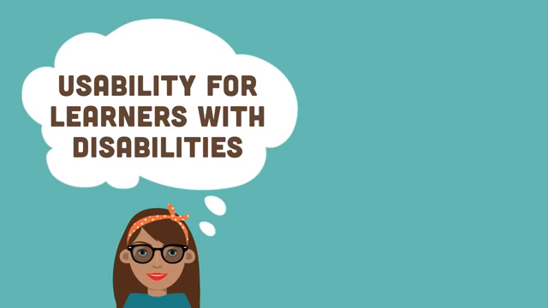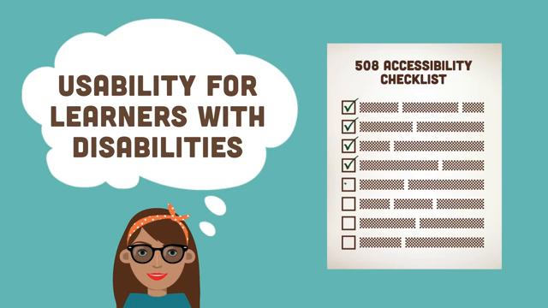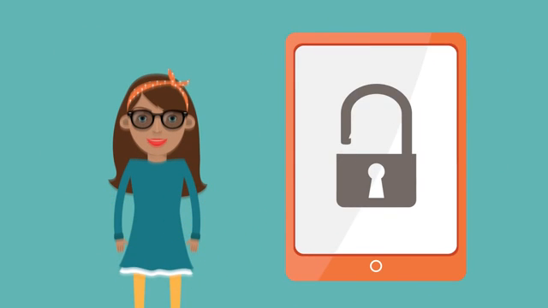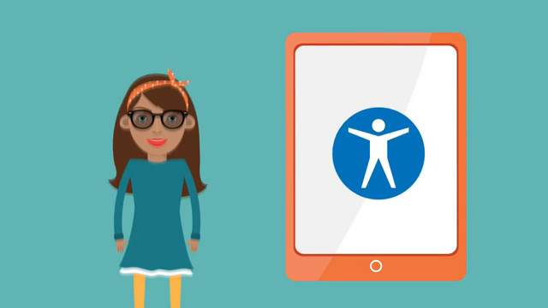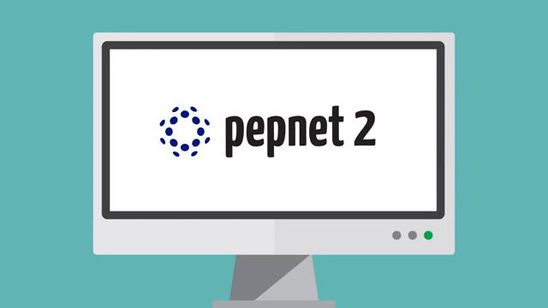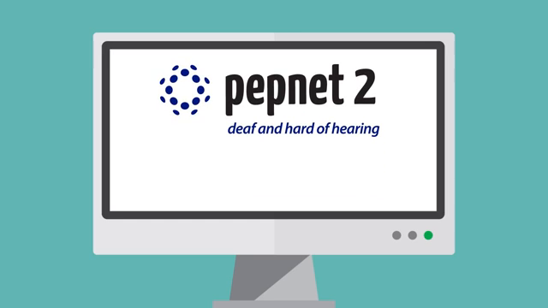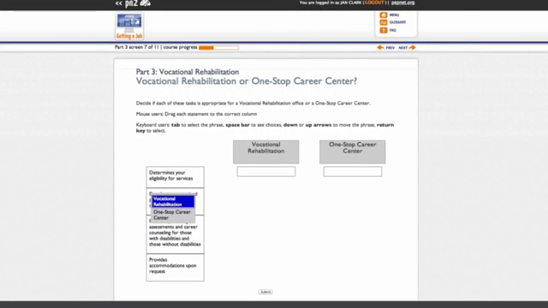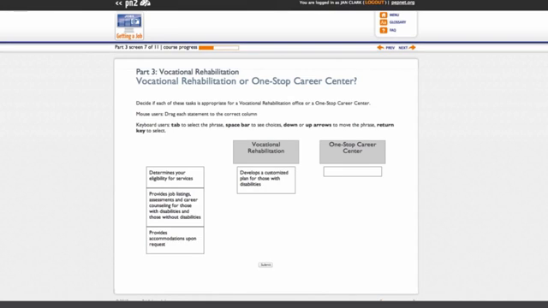Thinking about usability for learners with disabilities is different than checking for accessibility. While today's technology makes things easier to access, design still needs to address ease of use for everyone. For instance, Monarch Media works with PepNet2, an organization that serves the deaf and hard of hearing community in education. Although focused on a deaf and hard of hearing audience, their requirements are to meet the needs of people with all types of disabilities. To help them accomplish this, we design accessible drag-and-drop exercises that make learning fun for people with all disability types.